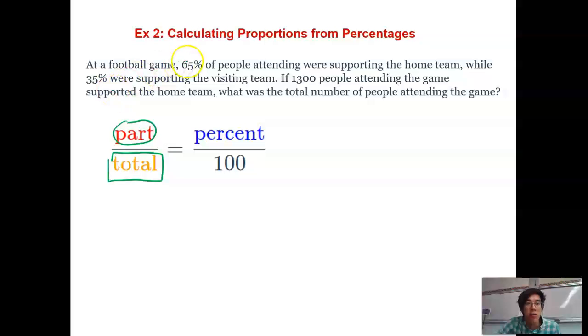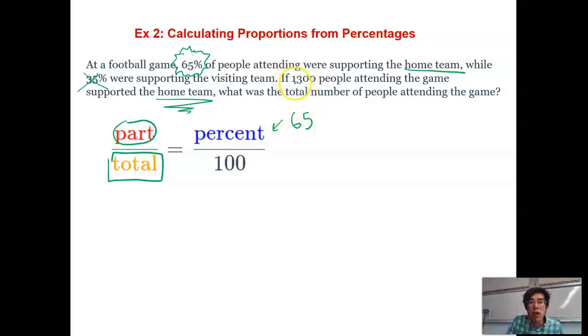And this is interesting. I have 2 percentages, right? But the question is asking me if 1,300 people attending the game were supporting the home team, I need to look only at the percentages that's related to the home team. So 65% of the people attending supported the home team. This is the percent that I need, okay? Not this one. Right? 35% is from the visiting team. Right? I need to look at the home team. So note that right here is going to be 65.